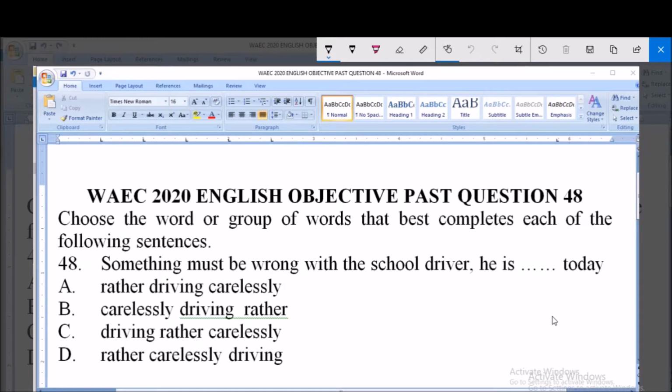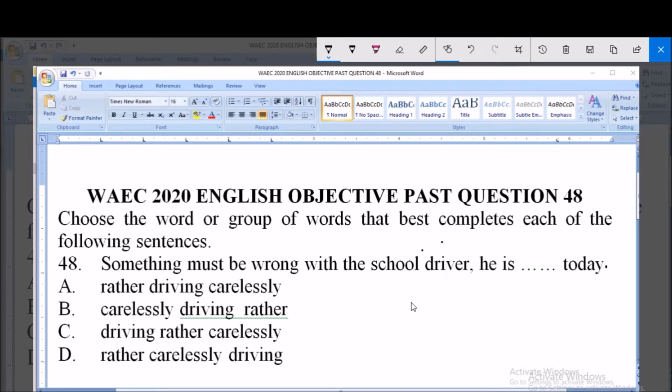The instruction here says we should choose the word or group of words that best completes this sentence. The sentence says: Something must be wrong with the school driver. He is dashed today.